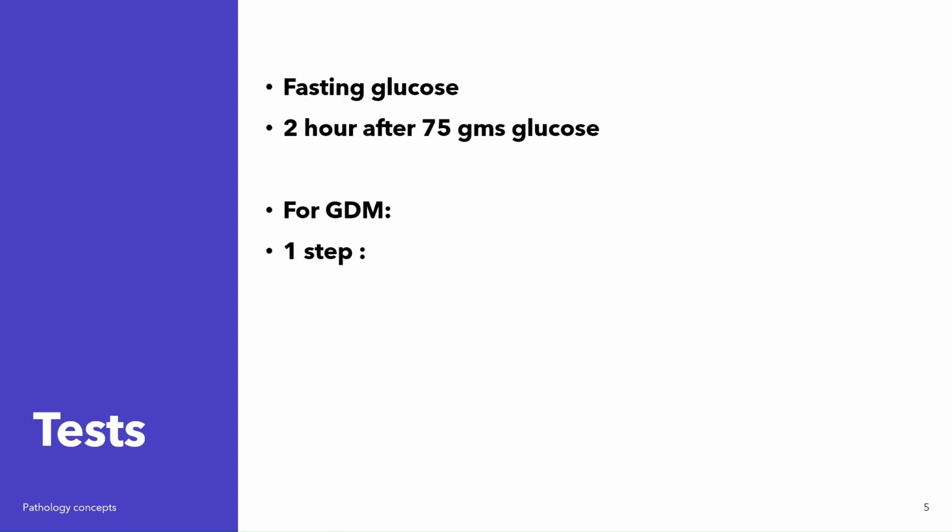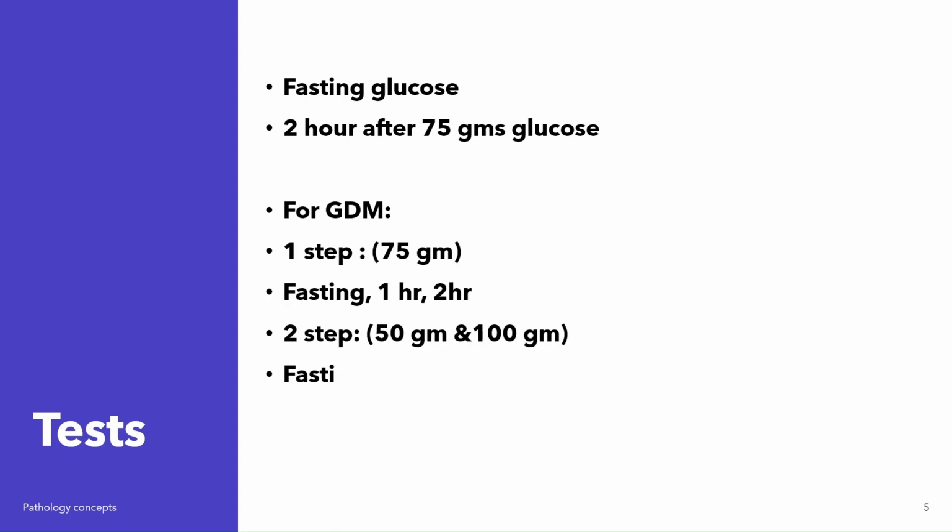There are two types of tests. One test is the routine test, that is for non-pregnant patients. This test includes testing for fasting glucose and the glucose level after 2 hours of ingestion of 75 gram glucose. And for gestational diabetes mellitus, there are two types of tests. One is the one-step test and the second is the two-step test.